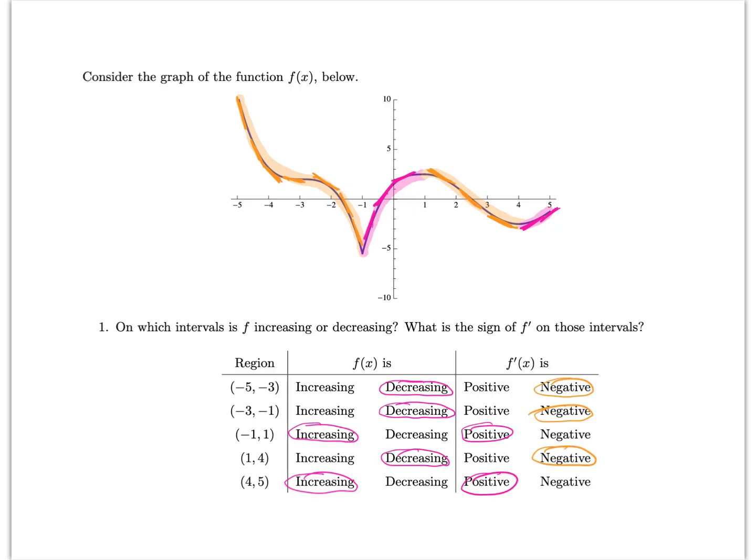So we have affirmed this connection, right? When f is decreasing, f prime is negative. When f is increasing, f prime is positive. Decreasing, negative. Increasing, positive.